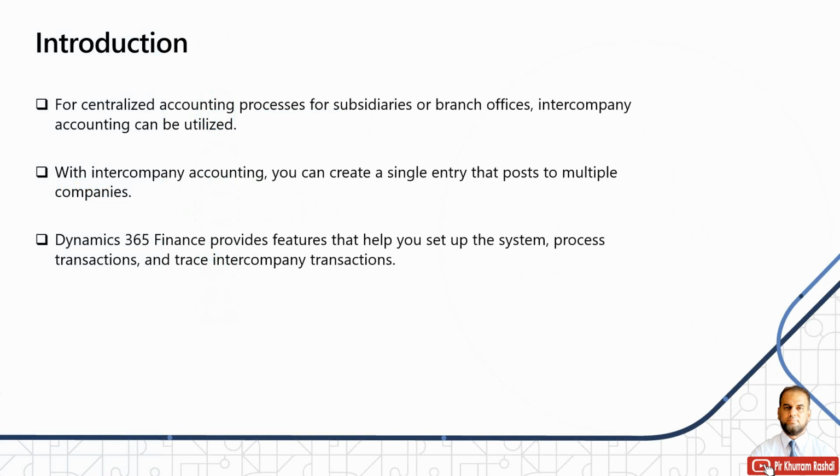So in the introduction, I would highlight that intercompany accounting is used for centralized accounting processes for the subsidiaries or branch offices. With intercompany accounting, you can create a single entry that posts to multiple companies, provided that the setup is already done. And this feature in F&O provides features that can help you to set up the system and process the transactions, and then you can also trace the intercompany transactions.